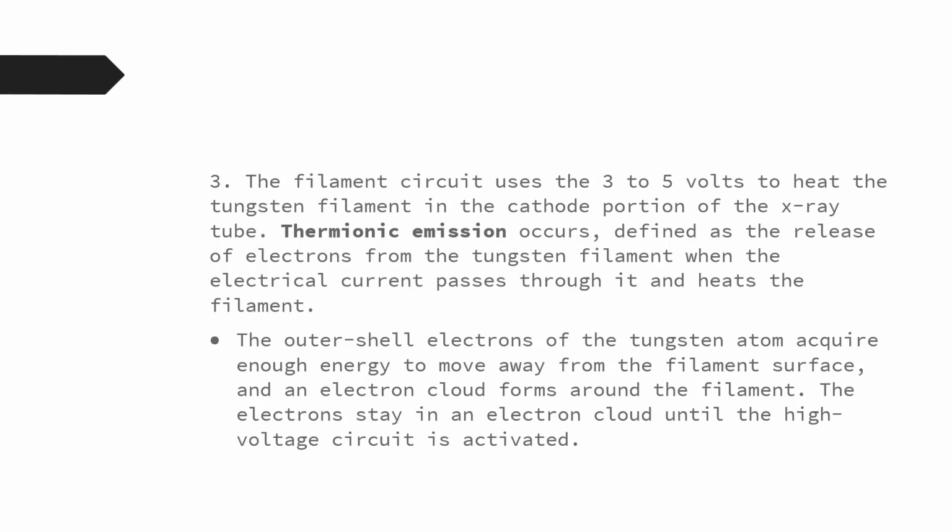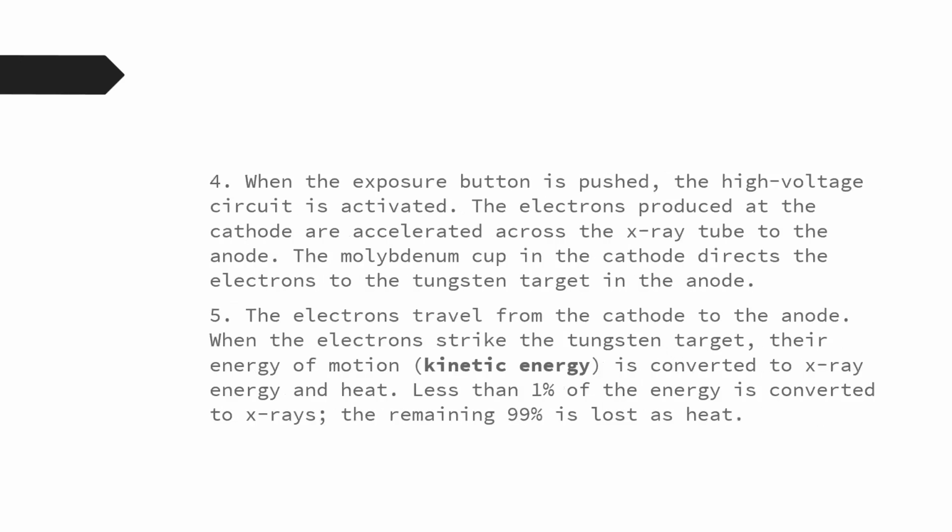All right. So the outer shell electrons of the tungsten atom acquire enough energy to move away from the filament surface, and an electron cloud forms around that surface. This is around the cathode, right? Now, the electrons stay in an electron cloud until the high voltage circuit is activated. This is activated when we press the exposure button.